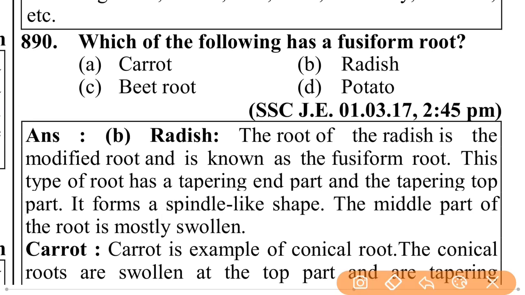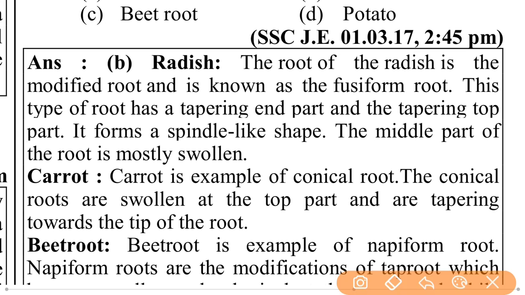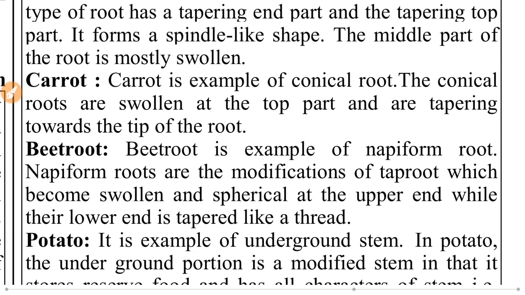Which of the following has a fusiform root? That is radish. The root of the radish is a modified root and is known as fusiform root. This type of root has a tapering end part and a tapering top part. It forms a spindle-like shape. The middle part of the root is mostly swollen.